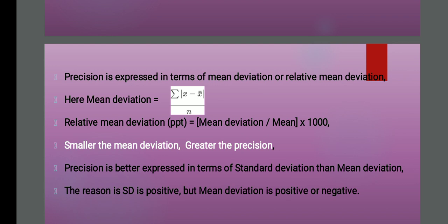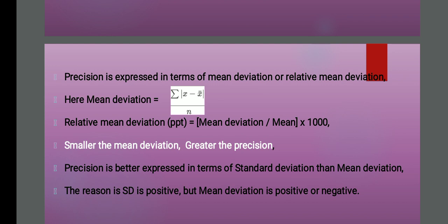Another one we normally use is relative mean deviation. It is expressed in PPT, which is parts per thousand. It is given by the formula: mean deviation divided by mean, into 1000. If you need to find the precise value, you take the mean deviation value, divide it by the mean value, then multiply by 1000, and you get the relative mean deviation value. This we call the precision value or precise value.